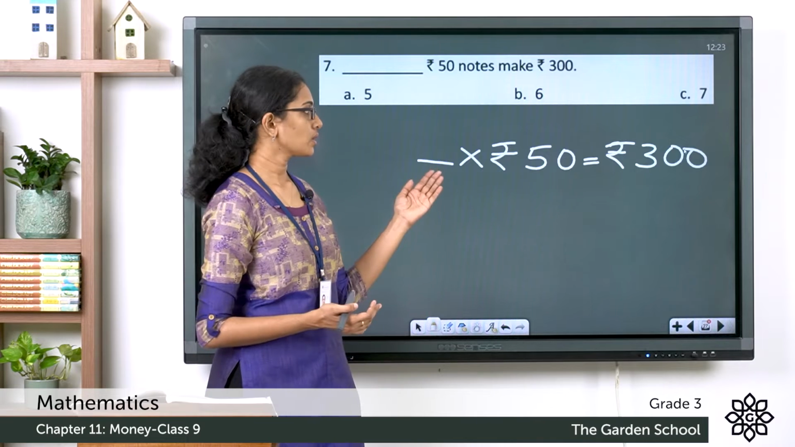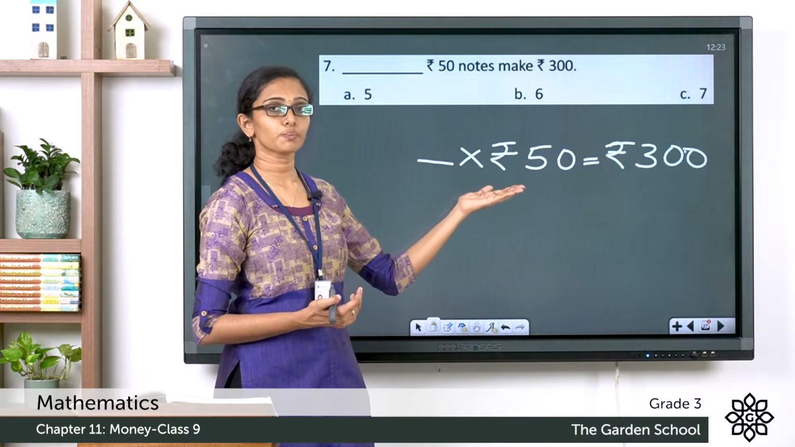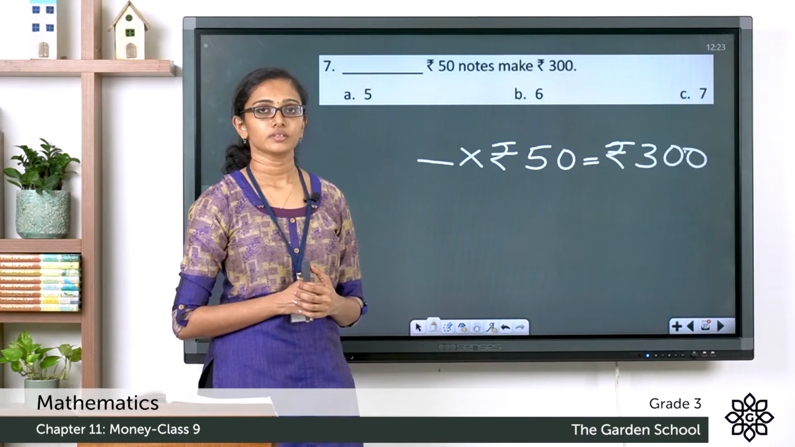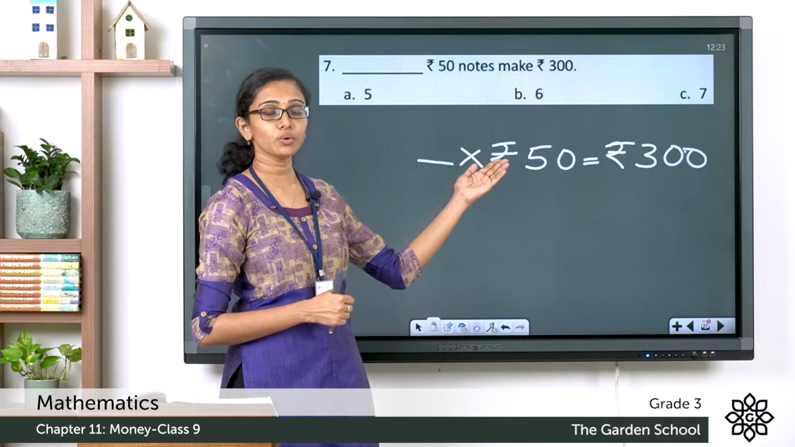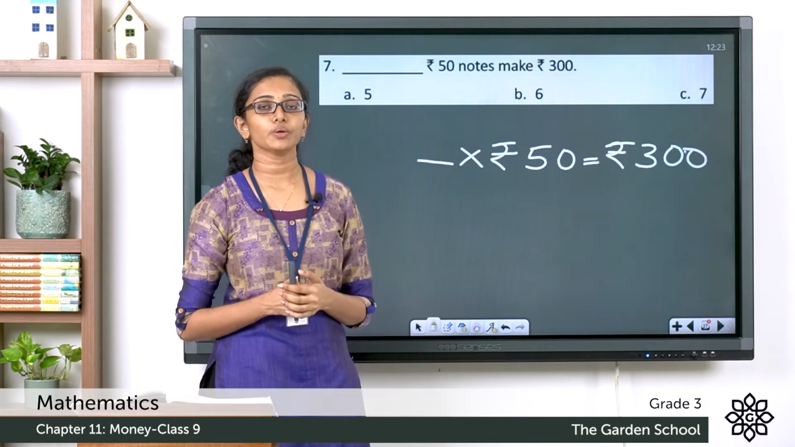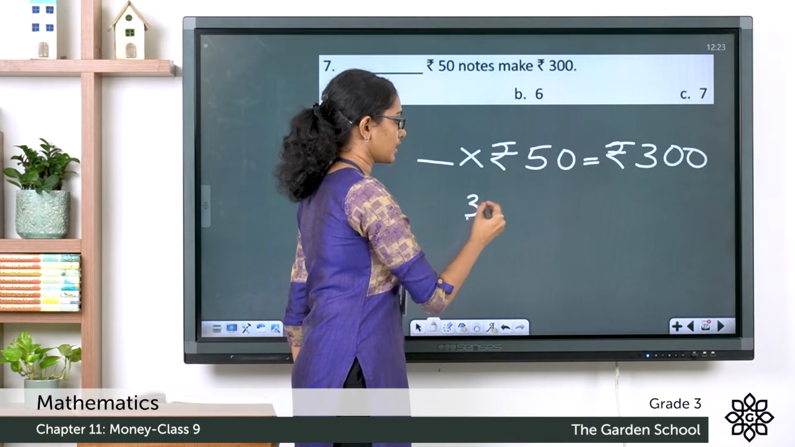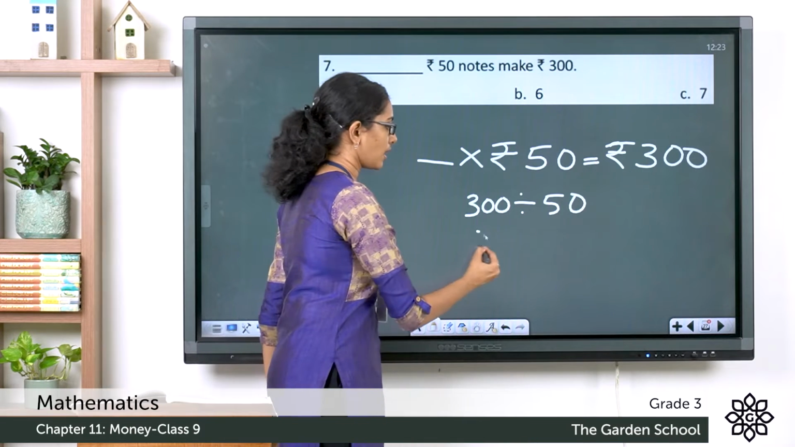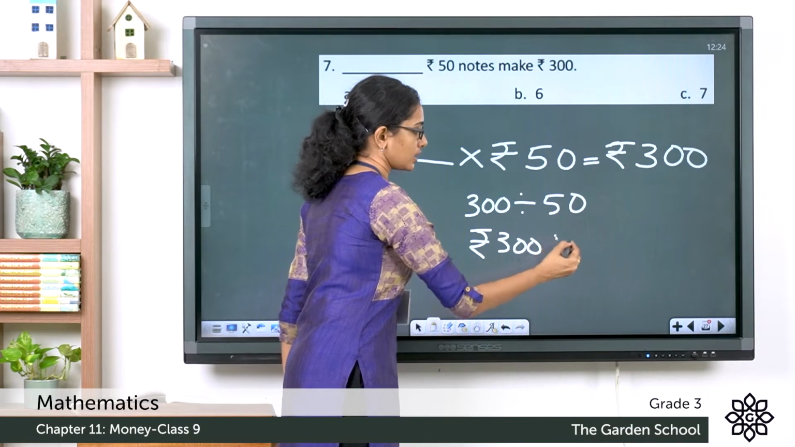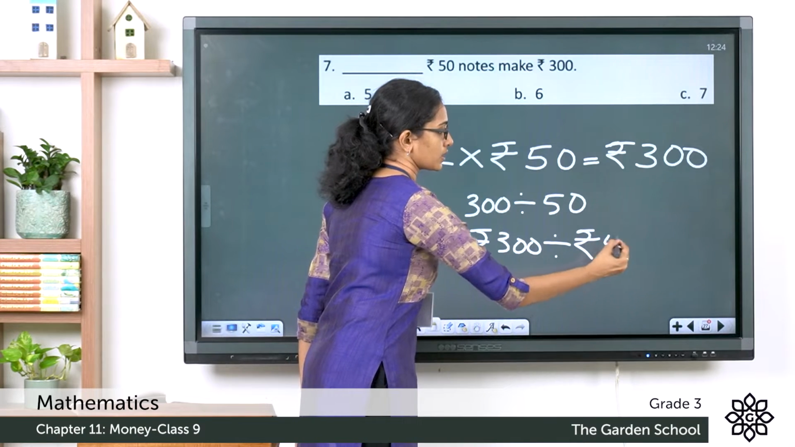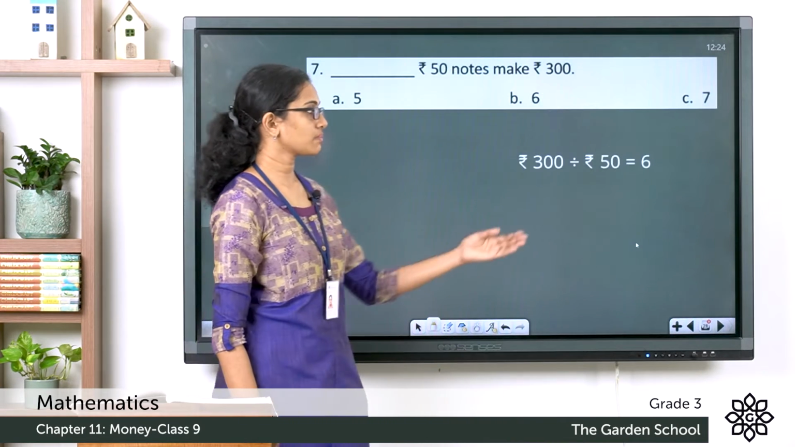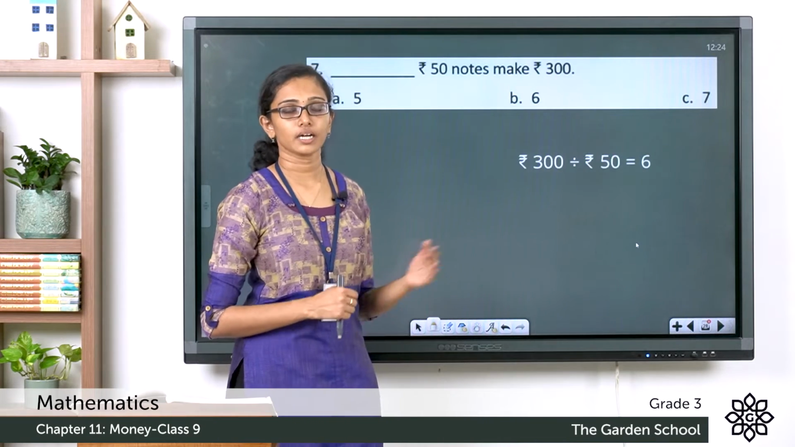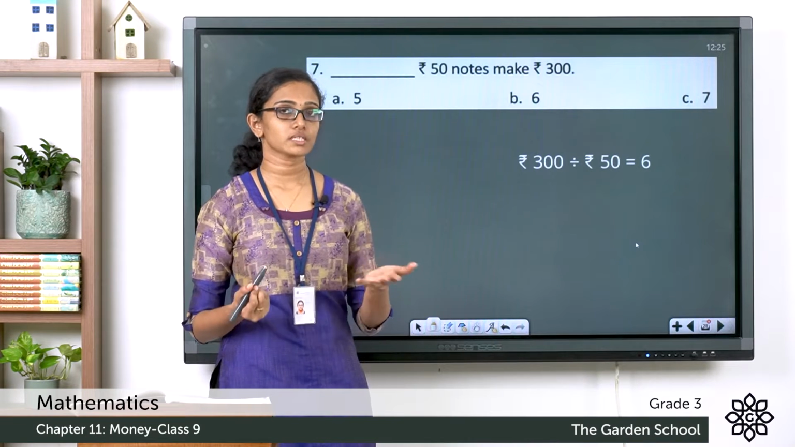So how do we find out the number of 50 rupee notes that is required to add up to a total of rupees 300? That is, you have to find out what should be multiplied to 50 to get 300. How do we do that? Just divide 300 by 50, or more specifically, you have to divide 300 rupees by 50 rupees. So, what should be multiplied with 50 to get 300? 50 sixes are 300. So, how do we do this division easily?